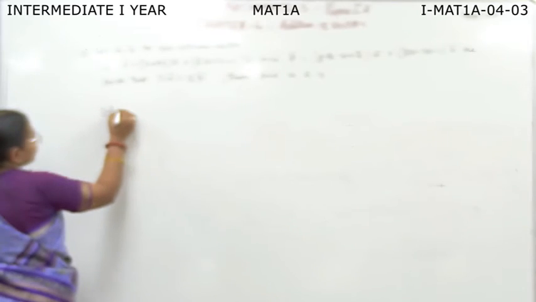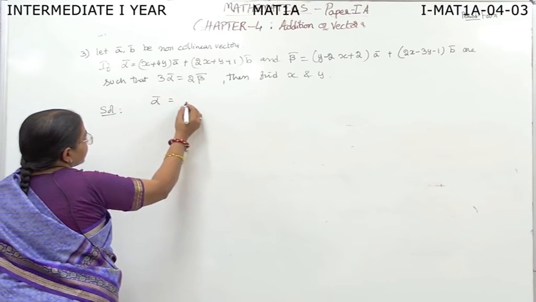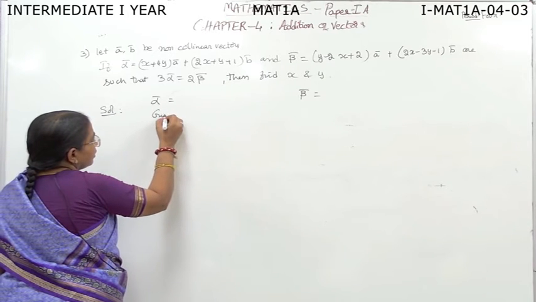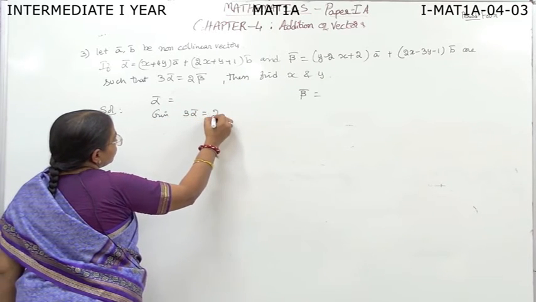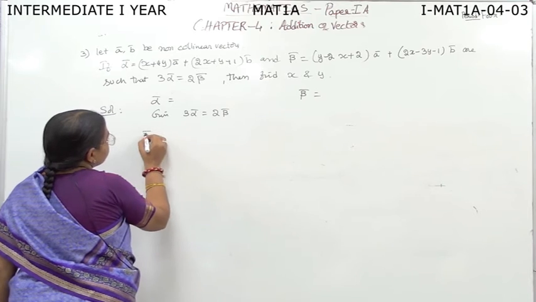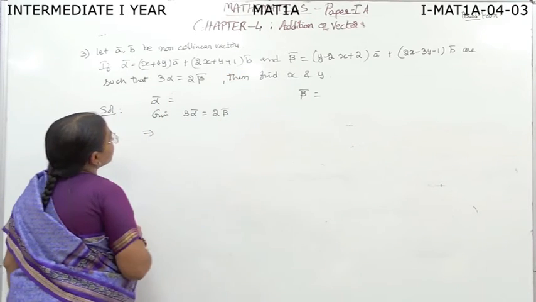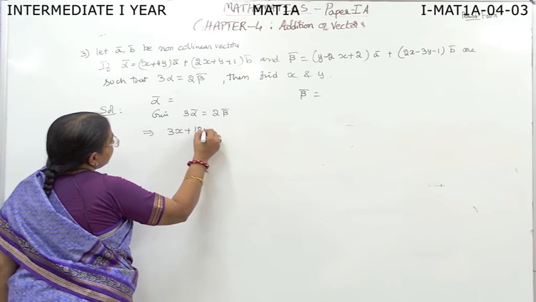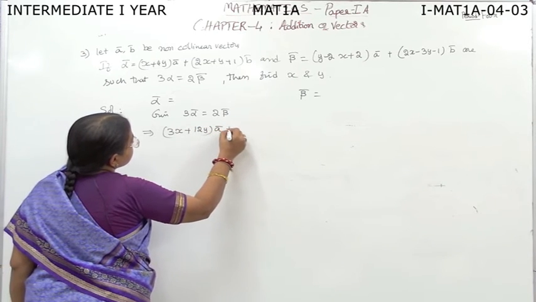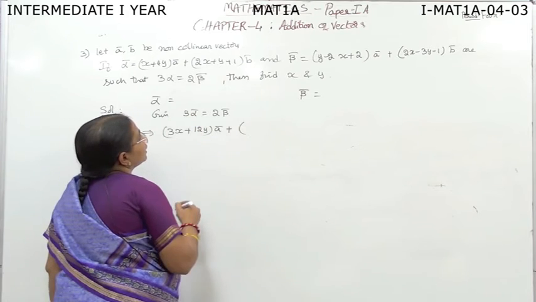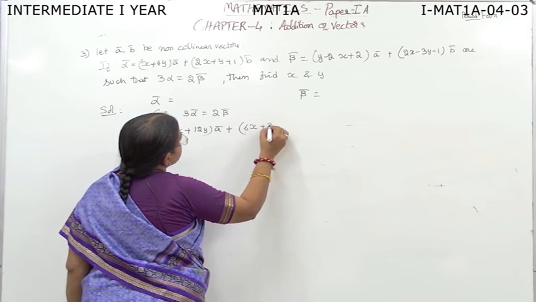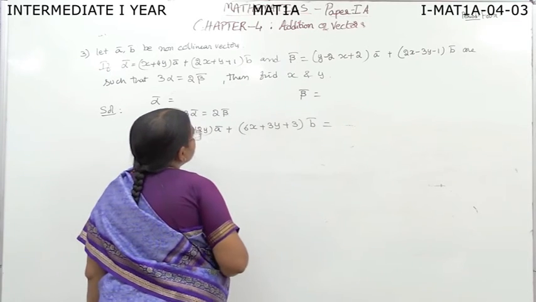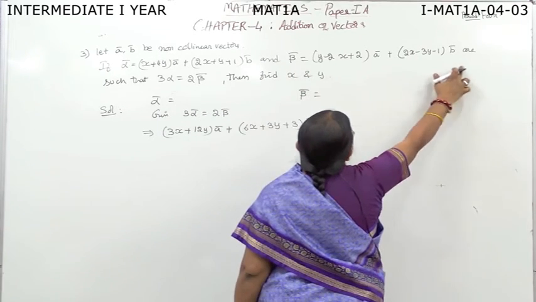So in the solution you are given alpha and beta. Alpha you write is equal to, and then beta also you write, and then you are given 3 alpha is equal to 2 beta. So multiply this whole thing by 3. Then it is 3x plus 4 is 12y into A plus multiply all these also with 3. Then it becomes 6x plus 3y plus 3 into B is equal to 2 beta. Multiply all this with 2.